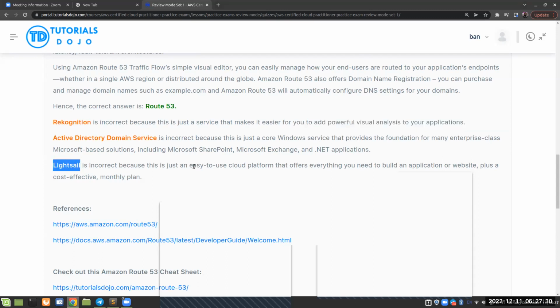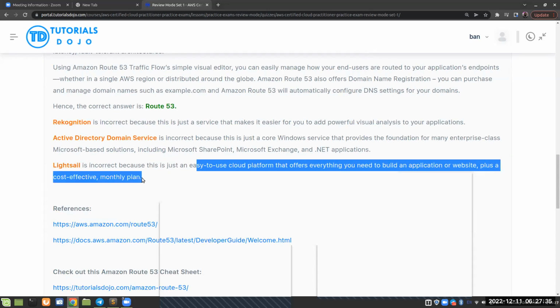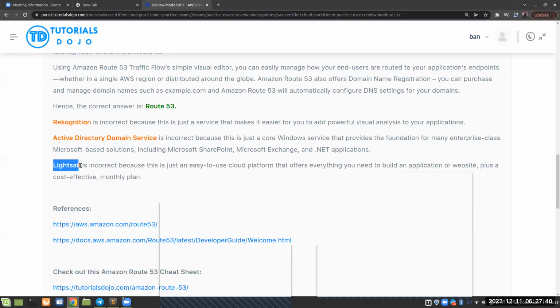Lightsail, an easy to use cloud platform that offers everything you need to build an application or website, plus a cost effective monthly plan. I always say learn Lightsail alongside Elastic Beanstalk. The difference with Lightsail is that it will have templates, for example, in building websites, but Beanstalk doesn't have that. So you may have a question asking for a service to build applications or websites where templates are available. And if you have the options of Elastic Beanstalk and Lightsail, then you know that this will be Lightsail.